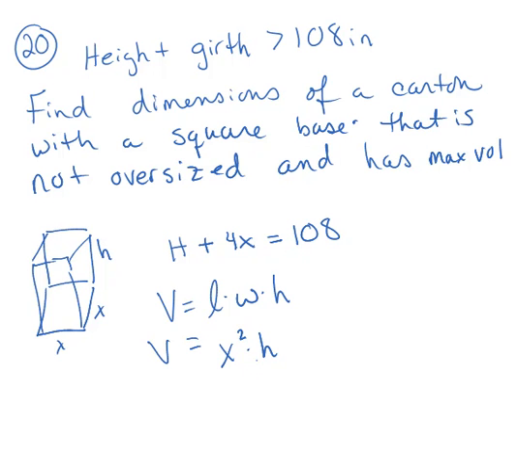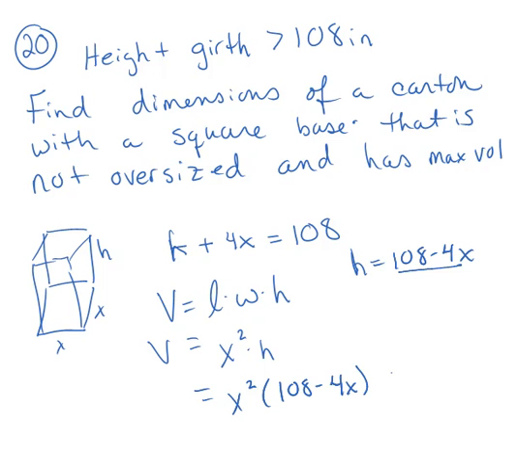Unfortunately, we have it in terms of two letters, so we need to get it all in terms of x, but that's not going to be so hard. If we look at this equation, I'll make this a lowercase h. We can see that h is equal to 108 minus 4x. So we'll put 108 minus 4x in for h. So you get x squared times 108 minus 4x, and that is 108x squared minus 4x cubed.